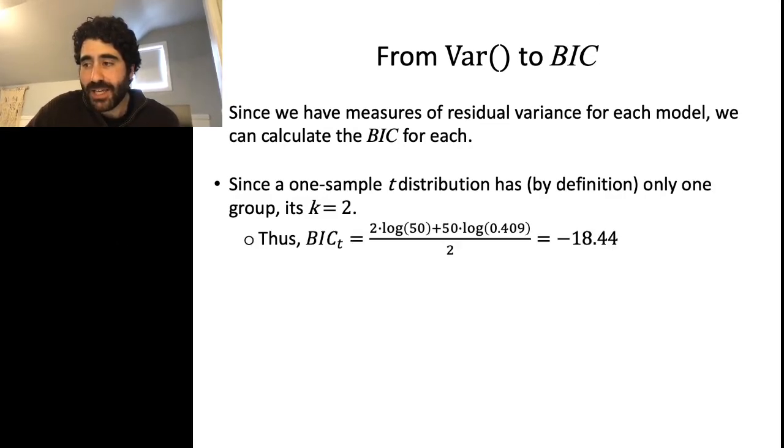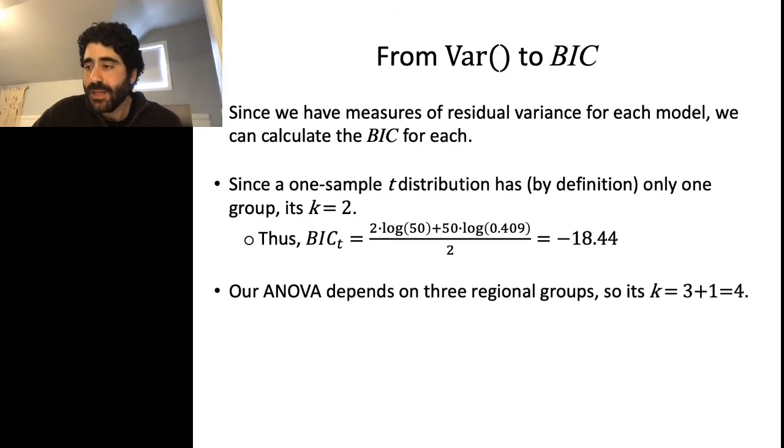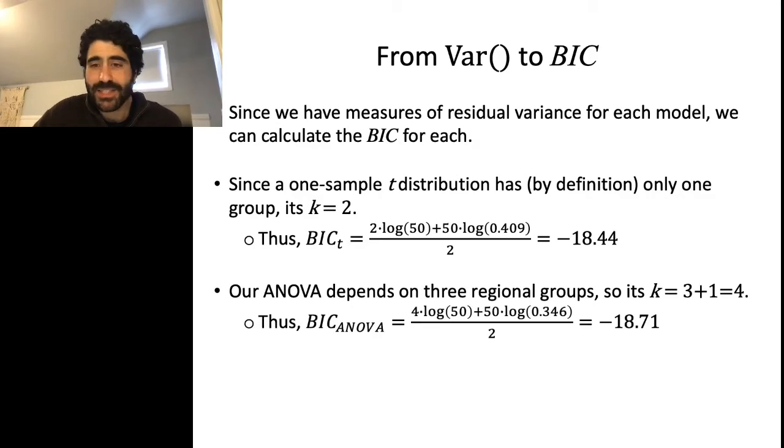We need to plug in k, and we need to plug in n, and we need to plug in the variance in this model. So we get a BIC of negative 18. Whether the BICs are positive or negative doesn't matter, right? All that matters is the difference in BICs between different models. Our ANOVA has 3 groups, so k is 4. We can plug that in to get a BIC.